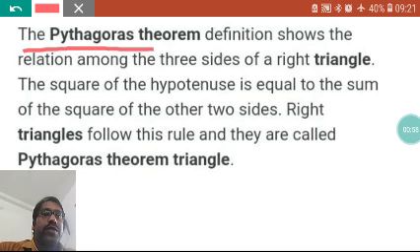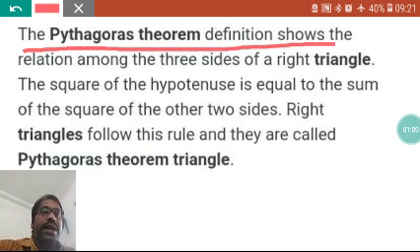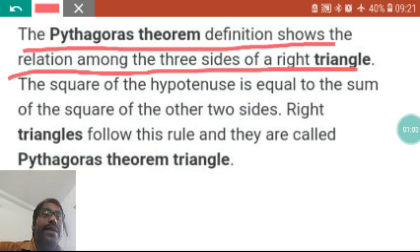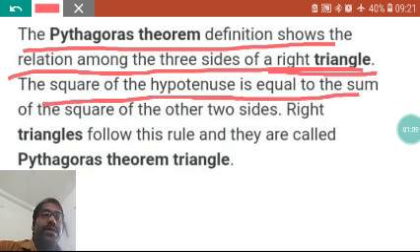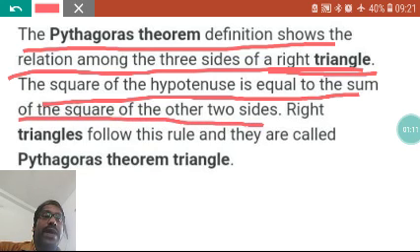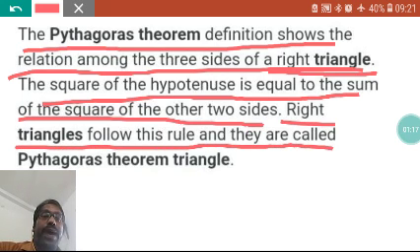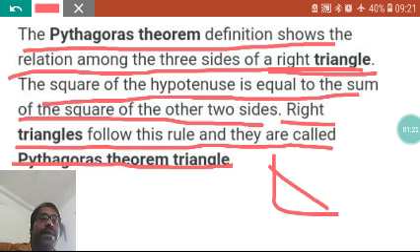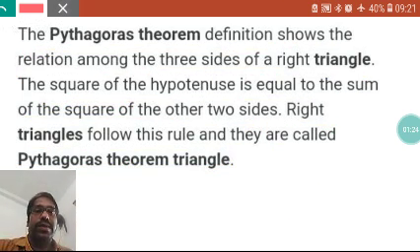the Pythagoras theorem shows the relation among the three sides of a right triangle. The square of the hypotenuse is equal to the sum of the squares of the other two sides. Only right triangles, where the angle is 90 degrees, follow this rule. I'll show you that also.